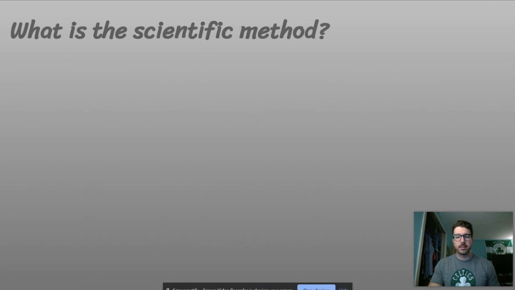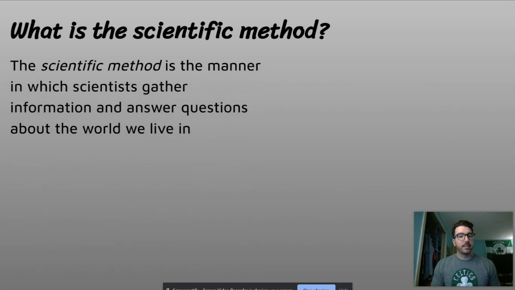All right, so what is the scientific method? Well, the scientific method is a manner in which scientists can gather and organize information, and it helps them more easily answer questions about the world we live in. It's crucial that they follow this method and organize their work. That way, other scientists can look at their work, try their experiments out for themselves, kind of piggyback on that work, and then keep making scientific discoveries and further the world we live in, further technology, further things like that.